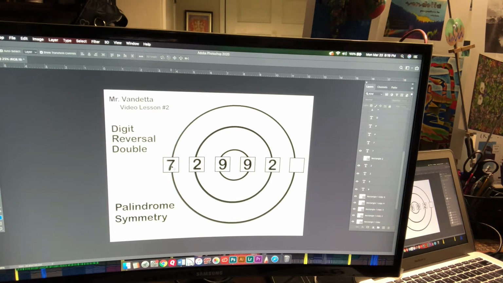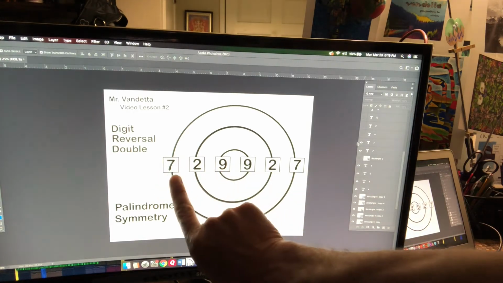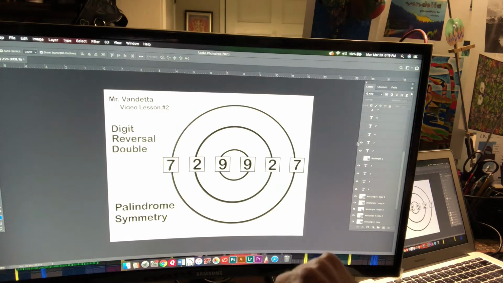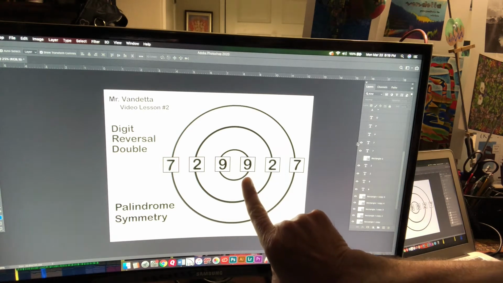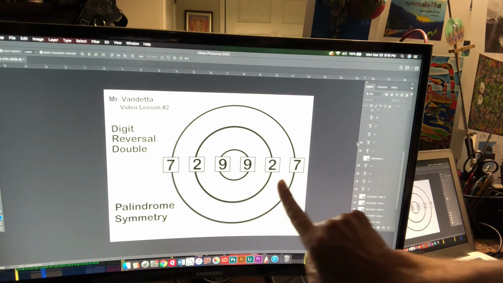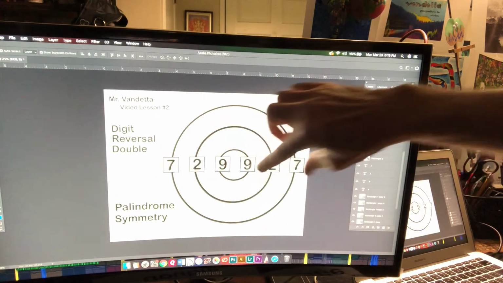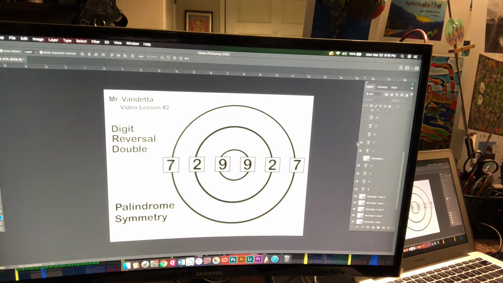Now the last digit we have to place is the 7. We follow the large circle all the way around, and the 7 goes right there. Now we've created a reversal. 729. See if you can read this with me. 927. We've put the 2 reversals side by side next to each other.